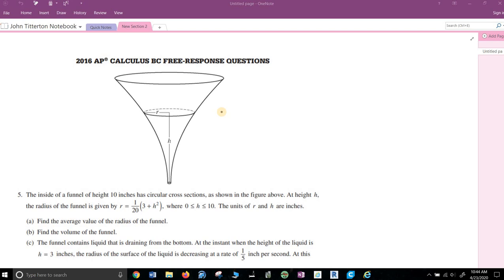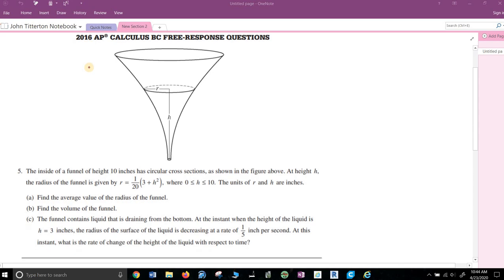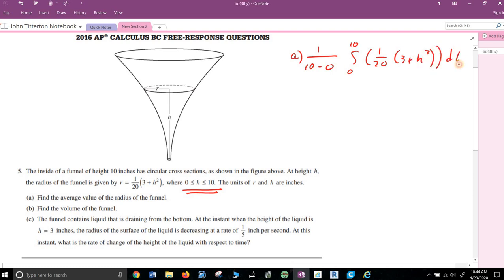2016 AP exam, questions 5 and 6, BC Calculus. This kind of problem used to be the one I would hate the most, and now I love it because I know how to do it and there's nothing to fear, which is nice because there's usually always something to fear. So anyway, part A says find the average value of the radius of the funnel, and I remember that average value just means 1 over the limits, from 0 to 10, of the integral from 0 to 10 of the function 1 over 20 times 3 plus h squared dh.